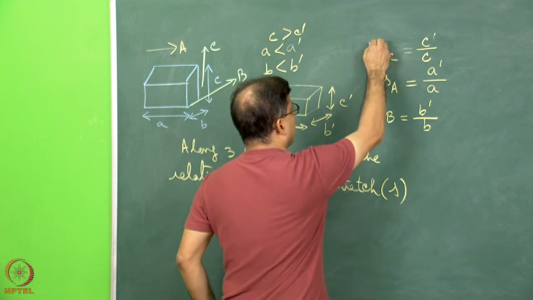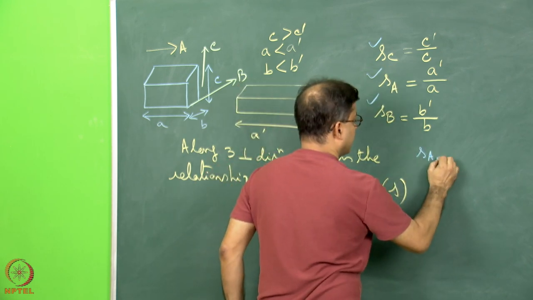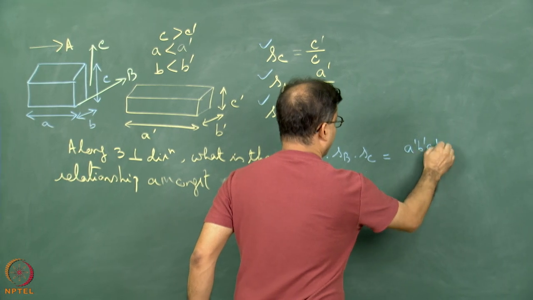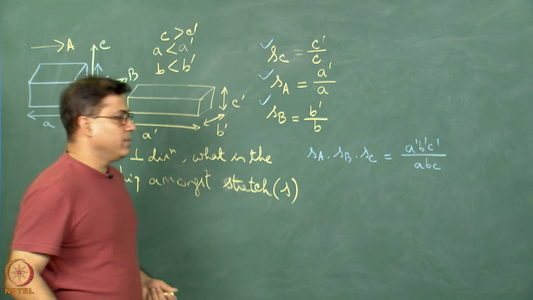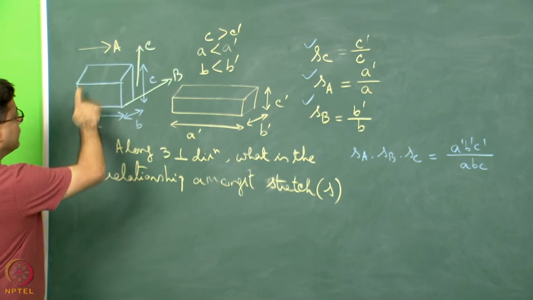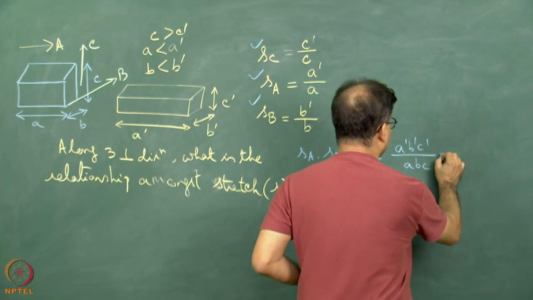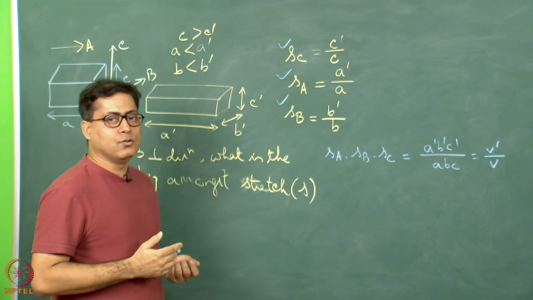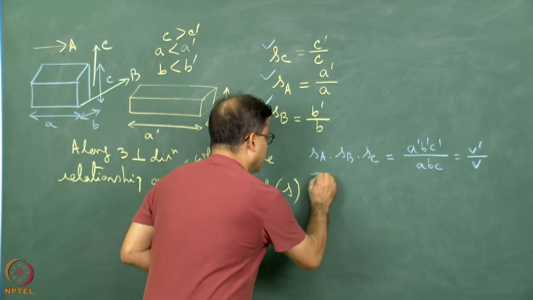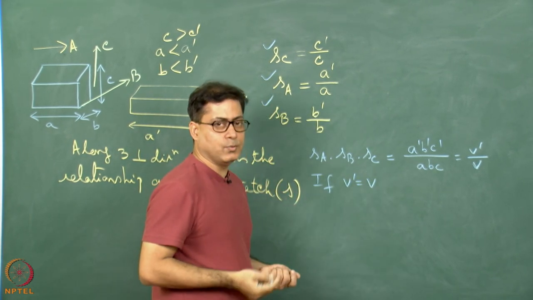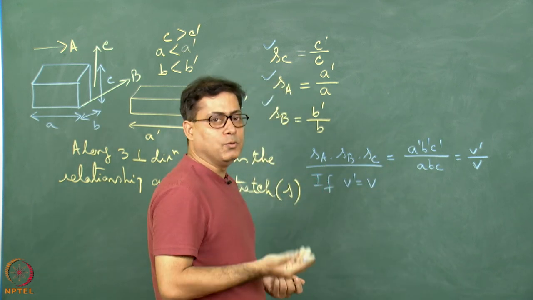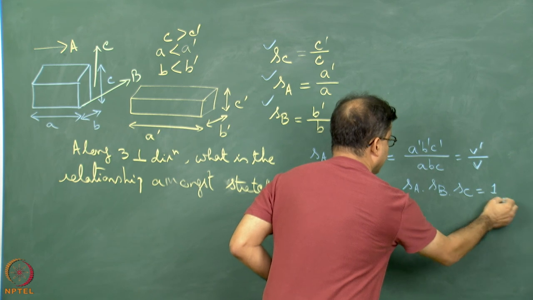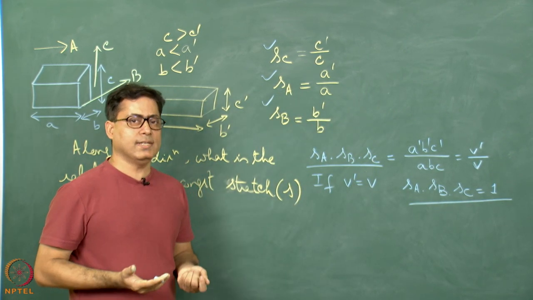Now out of curiosity, if I multiply these three strain parameters, SA multiplied by SB multiplied by SC, turns out to be A dash, B dash, C dash over ABC. A dash, B dash, C dash is the volume of this cuboid, and ABC is the volume of this cuboid. So I can write in this manner also. V is the initial volume and V dash is the final volume. Now consider that there is no dilation or no volume change involved. So I can write, if V dash is equal to V, in that case their product will be equal to 1. So this is a relationship among these strain parameters when no volume change has taken place.